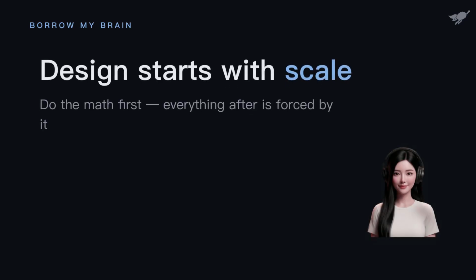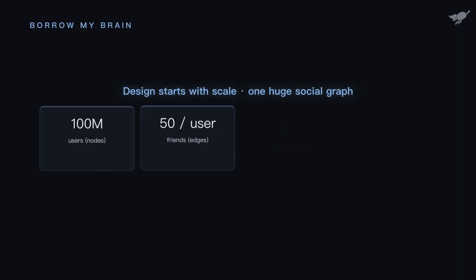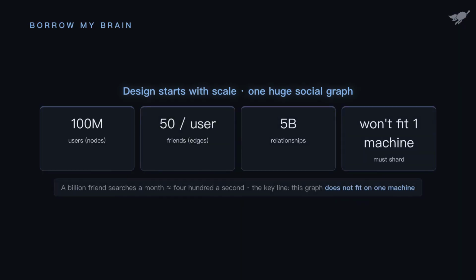First, do the math. 100 million users, 50 friends each, 5 billion relationships. A billion friend searches a month, 400 a second. One key line: this graph does not fit on one machine. Remember it, because everything after this is forced by it.